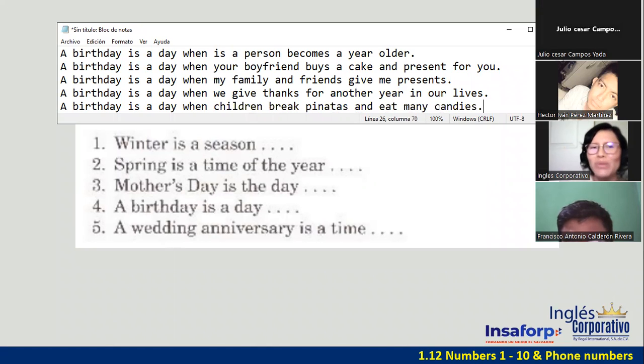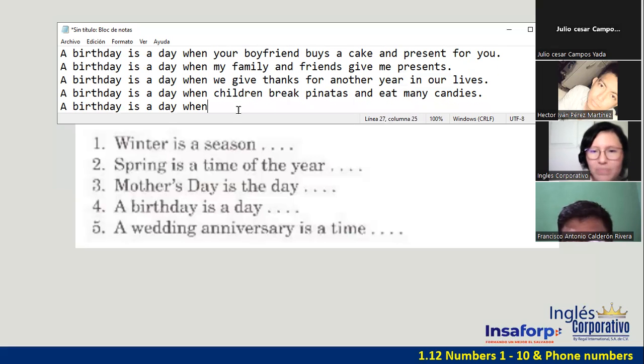I remember when I would go to a party, right? That was my favorite part. But let me tell you this. Mi parte favorita no era pegar en la piñata. Mi parte favorita era esperar a que el niño rompiera la piñata. And then I would go and run and, you know, grab as many candies as I could, right? And that's true. A birthday is a day when children break piñatas and eat many candies. Okay? And Hector.